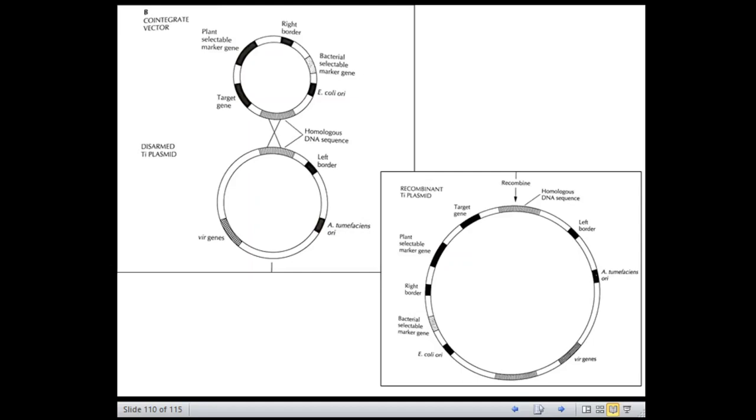Now the co-integrate cloning vehicle and the disarmed helper Ti plasmid carry the homologous DNA sequences that provide a shared site for in vivo homologous recombination. Normally these sequences lie inside of the T-DNA regions. Right? So following recombination, what happens?